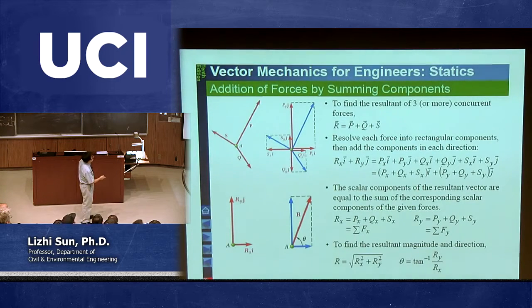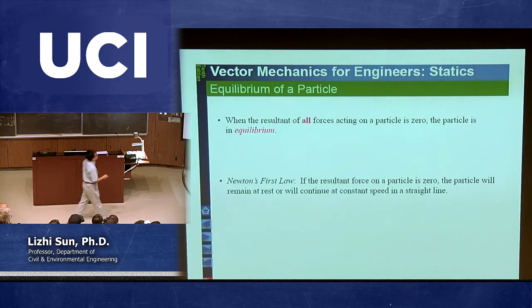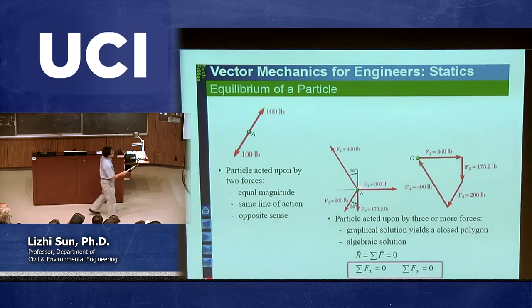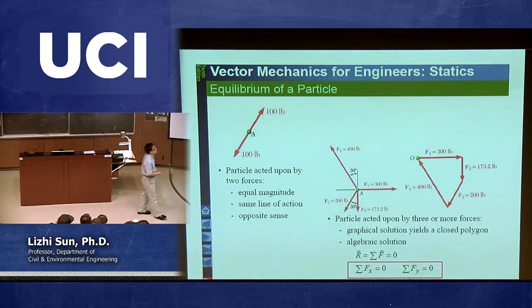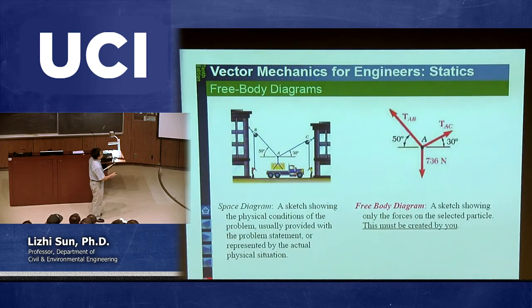The component method is especially useful when we have multiple forces acting on the same point. The bottom line is, once you have all the forces acting at the same point, you need to decompose all the forces into x and y directions. You add all x component forces together equal to 0, and add all y component forces equal to 0, to solve for two unknowns. These are the typical two equations we use for solving any two-dimensional particle equilibrium problems.